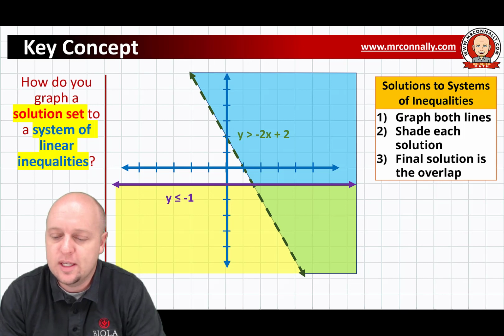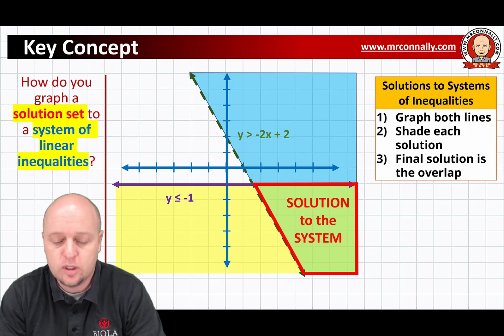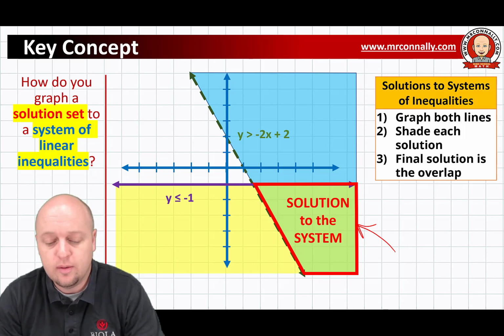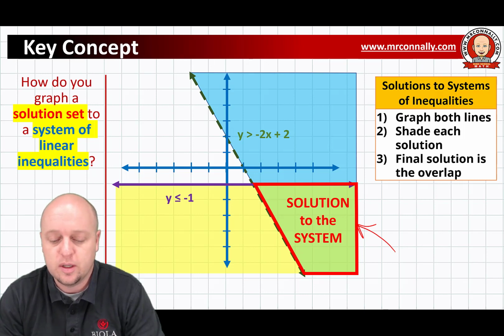I've done it in color for a reason, because the final solution is the overlap of both the blue and yellow areas. And what do you know? What does blue and yellow make? Green. So this area right here is the solution to the system. You would just draw that on your graph and mark it as the solution to show that it's the overlap where both y is less than or equal to -1 and y is greater than -2x plus 2. They both fit that description only in that region. Okay, and that's how we do it.